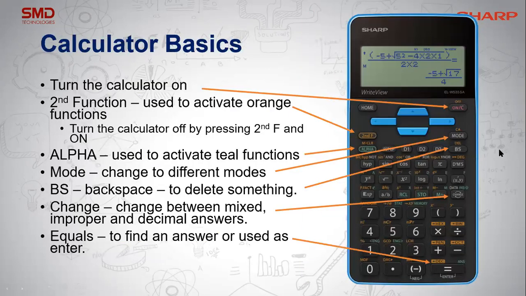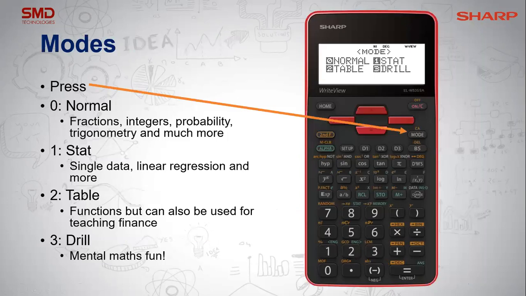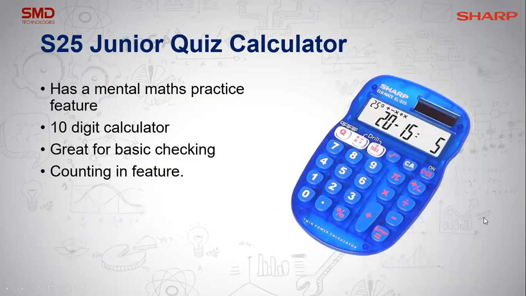Let me just show some important buttons. BS is for backspace, not what your kids write when they don't know what the answer is. Change is really wonderful, and we'll get into change a bit when we look at fractions and decimals, but basically it just changes the format into different equivalent answers, so whether it's mixed or improper or a decimal fraction. And then, of course, your equals button, which will find your answers. So today we're going to look at normal mode. We'll use the table mode, and then I'll show you the drill function, which is really awesome.